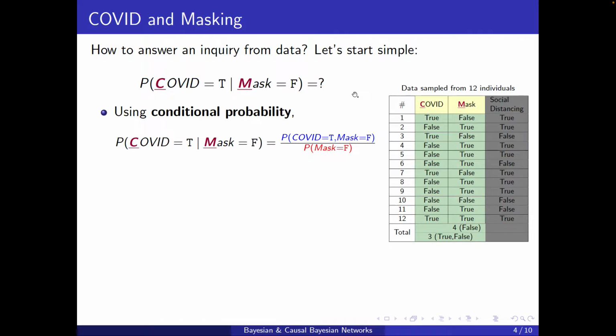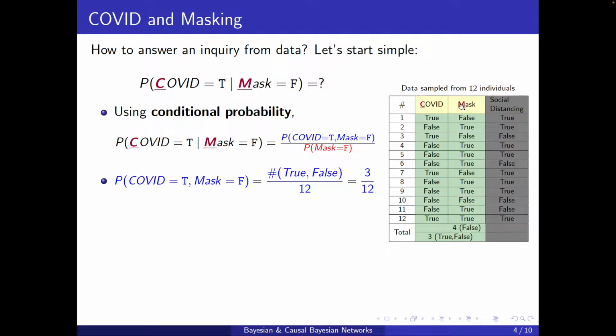Well, let's use conditional probability. By definition, this P of C given M can be written as the joint probability of COVID and mask, C and M, divided by this second part, the conditional part, which is mask. So now how to calculate this, COVID and mask? Well, by just looking at the table, I only need to see how many times the variable COVID is equal to true and the mask is equal to F, false.